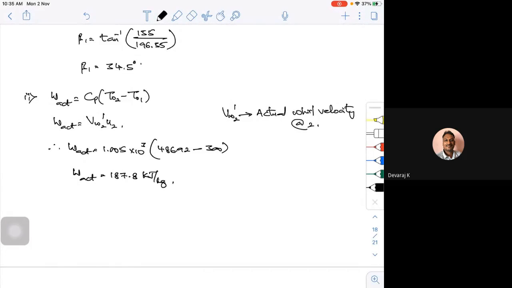So look at it. Your W actual is VW2 dash into U2. What is my theoretical? It being a radially exit compressor, it will be VW2 square or U2 square. So already you found U2. U2 is 455.5. Your W ideal is actually U2 square, so 455.5 squared is what is ideal. But actual is VW2 dash into U2. So I am looking at only the actual one, so I need to find this value.